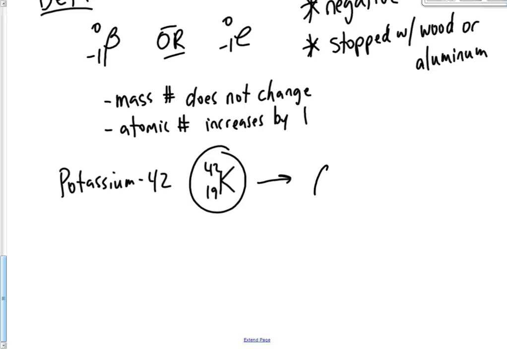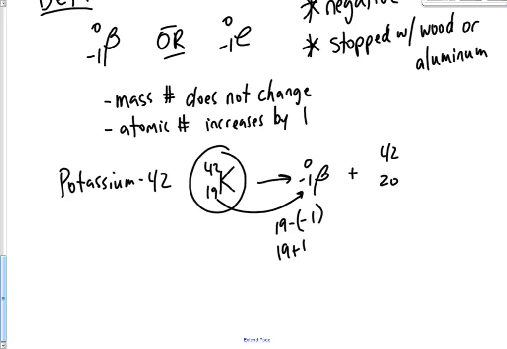Okay, now it's going to undergo beta decay. So you're going to draw your beta particle. Essentially it's the same math. You're still going to subtract left to right, but because this is a negative, it throws a wrench into it a little bit if you don't remember how to subtract negatives. So 42 minus 0 is still 42. Now 19 minus a -1 is essentially 19 plus 1, right? So 19 plus 1 is going to give you 20.